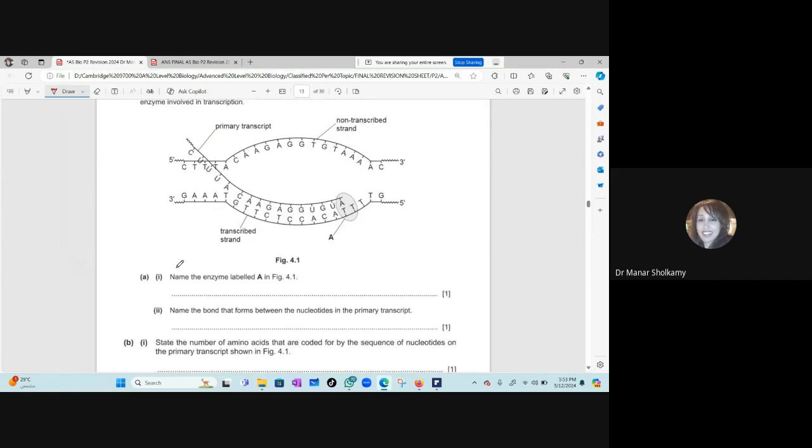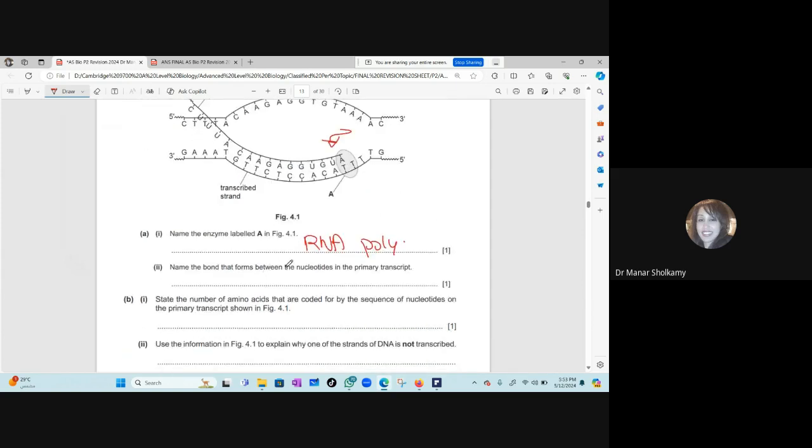Now this is protein synthesis. Name the enzyme labeled A. Where is A? A is here. It is creating the messenger RNA. So what is A? RNA polymerase. Excellent. Name the bond that forms between the nucleotides in the primary transcript. Phosphodiester. Excellent.